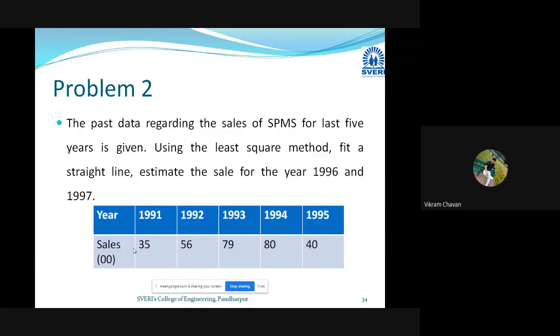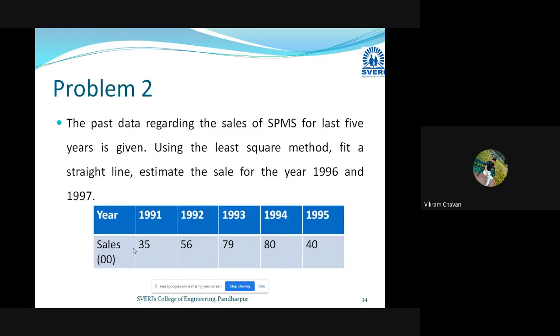So if you are getting the same value, n is equal to 5, summation of y is equal to 290, and summation of x is equal to 0, then summation of x square is equal to 10, and summation of x multiplied by y is equal to 34. Then a is nothing but summation of y divided by capital N. Then you will get the answer as 58.